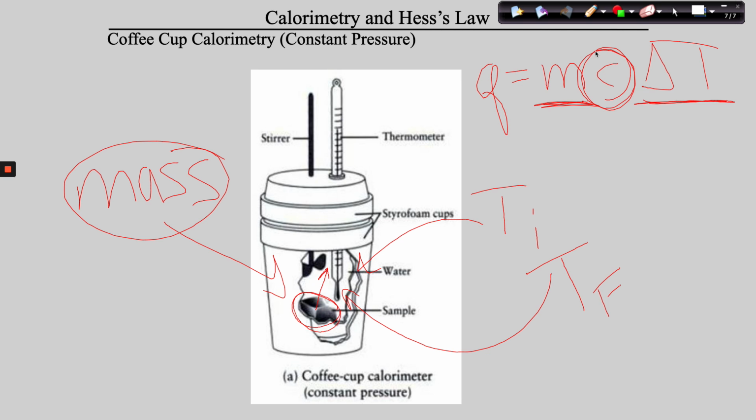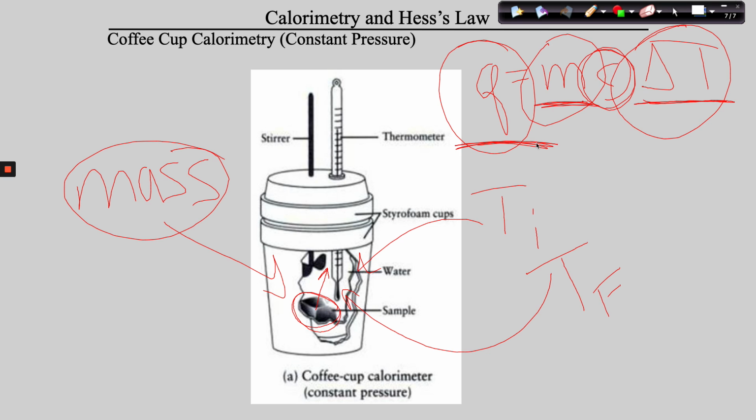What we can then do is calculate the amount of energy gained by the water. But guess what that's equal to? The amount of energy lost by the system. First law of thermodynamics, right? And that's what we're going to do. We are going to measure the mass of the water. We're going to measure the temperature change of the water. By knowing C, we can figure out the amount of energy gained by the water, which is equal to the amount of energy lost by the reaction. Does that make sense?